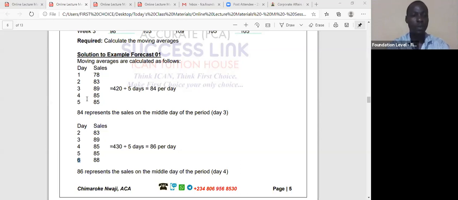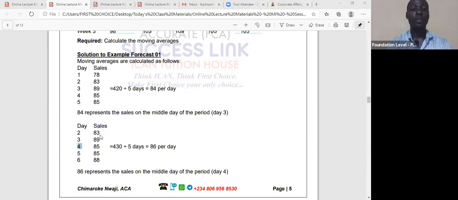83, wow. 83 plus 89 plus 85 plus 85 plus 88 gives me 430. So when I divide by 5 days, I'm going to get 86, which I will put on day 4.